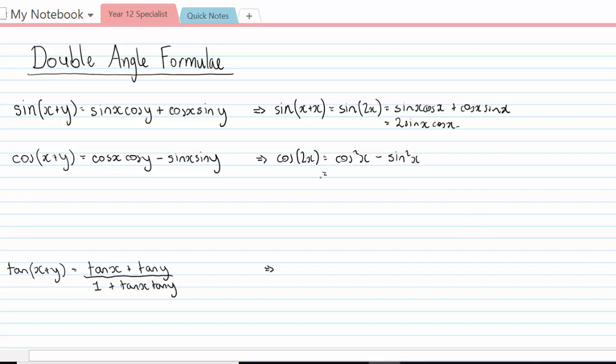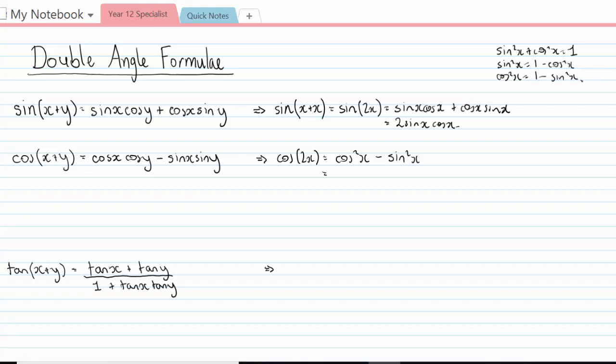The next form, we can make substitutions using the Pythagorean identity. You might remember the Pythagorean identity is sine squared x plus cos squared x equals 1. So we can rearrange that to either get sine squared x by itself as 1 minus cos squared x, or we can rearrange it to get cos squared x by itself as 1 minus sine squared x. Okay, so we're going to make both those substitutions in here.